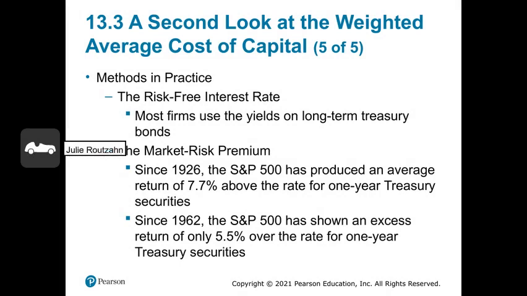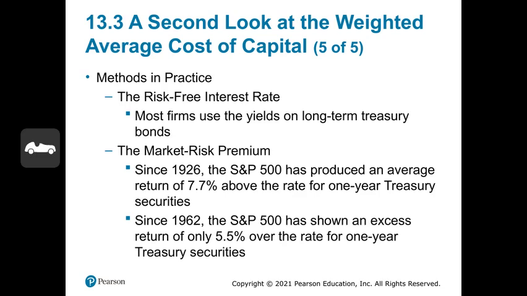Another issue in practice is the use of the risk-free interest rate in the CAPM model. Most firms use the yields on the long-term treasury bonds. Now, part of the problem is these treasury bonds range from 10 to 30 years. So you could get some slight differences depending on whether you picked a 10-year bond or a 30-year bond. And then another issue is the market risk premium.